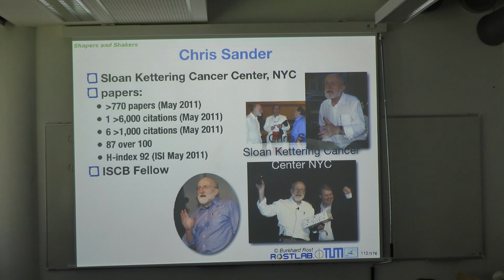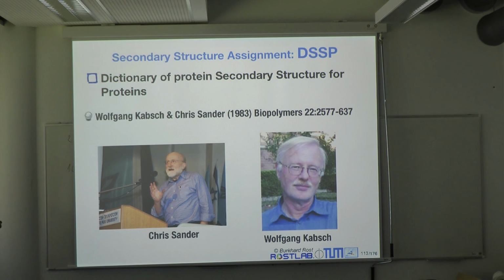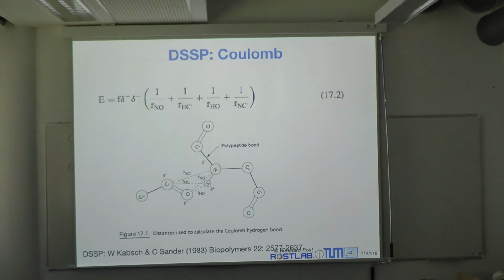So this is for you. Sander: over 6,000 citations for the DSSP paper, an H index of 92, ISCB (International Society for Computational Biology) fellow, just an immensely important guy with a lot of vision. The other person on it is Wolfgang Kabsch. That's the paper from '83, and it is still the method that most people use to assign secondary structure.